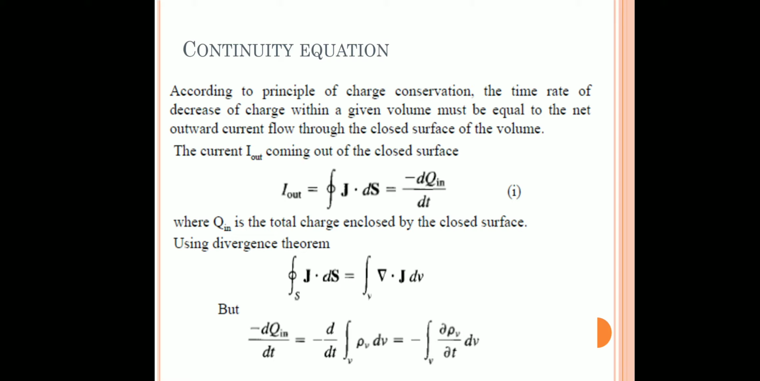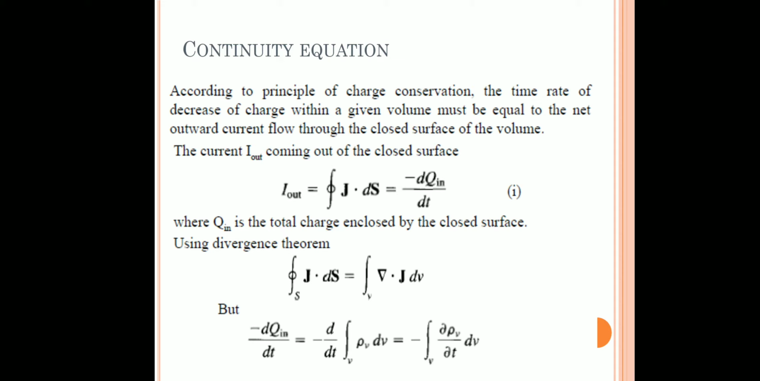That means if you have a surface, then we are considering that surface, and in that we are considering a small differential volume dv and small differential surface ds. Then we are finding the total current flowing out through the entire surface and the rate of decrease of charge in that differential volume. The time rate of decrease of charge within a given volume must be equal to the net outward current flow through the closed surface. So that is called the law of conservation of charge.